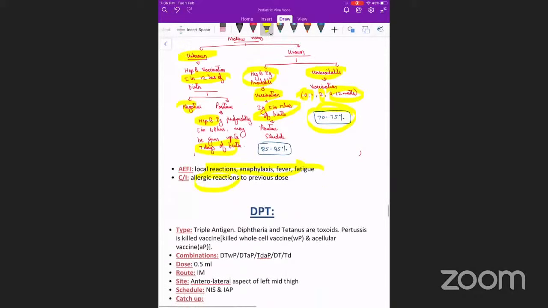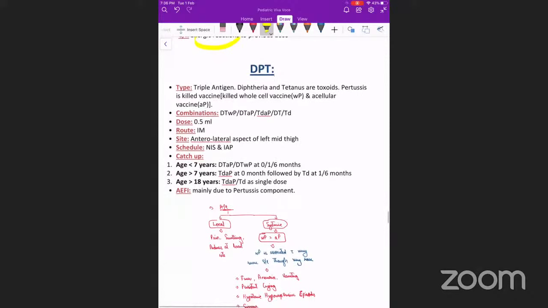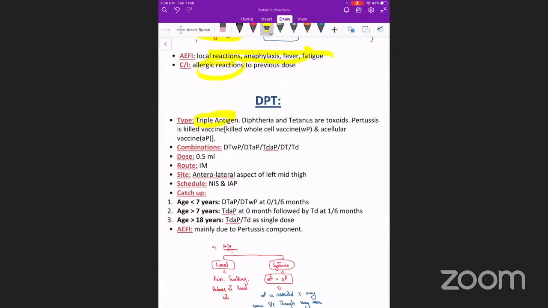Next is the DPT vaccine. Diphtheria, pertussis, and tetanus. Presently, it is given as pentavalent vaccine, but previously, it used to be given as diphtheria, pertussis, and tetanus toxoid. So this is a triple antigen. Diphtheria and tetanus are toxoids, but pertussis is a killed vaccine. There is the killed whole cell vaccine, or it can be the acellular pertussis vaccine.